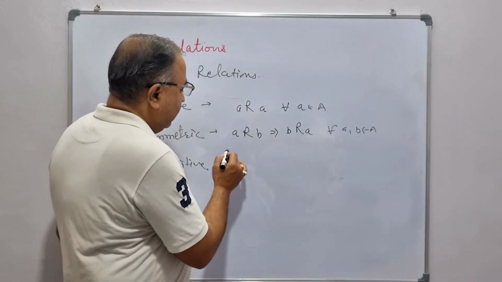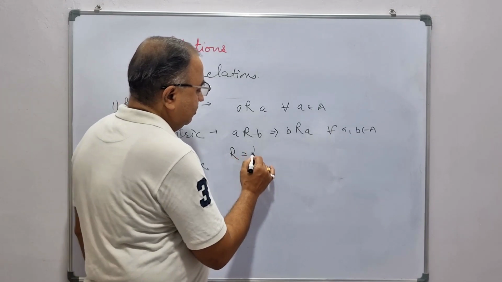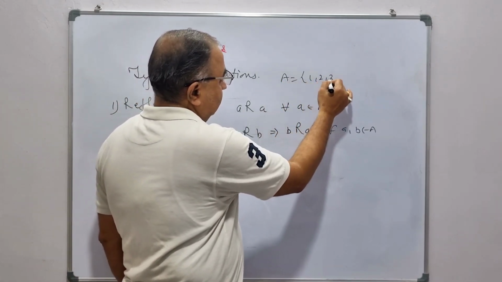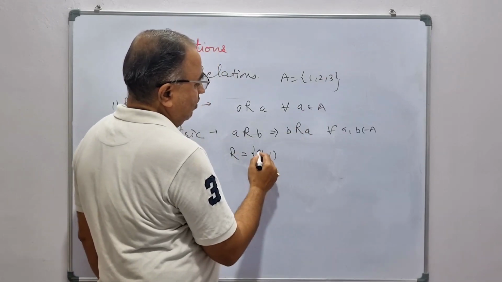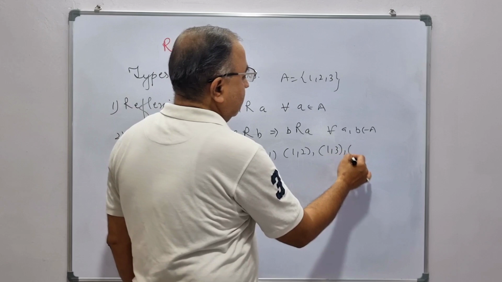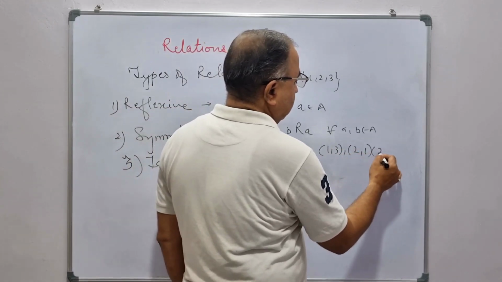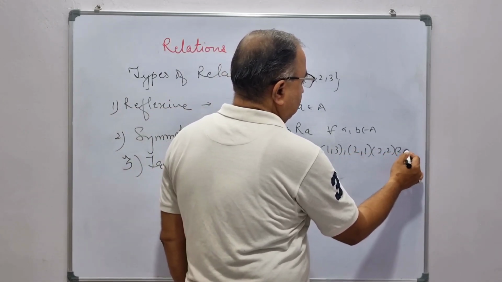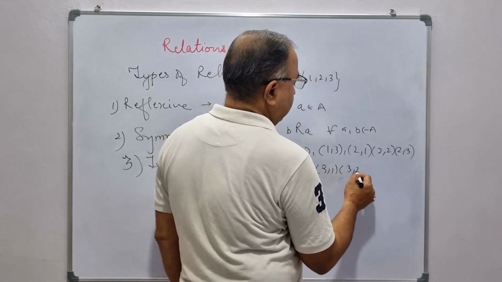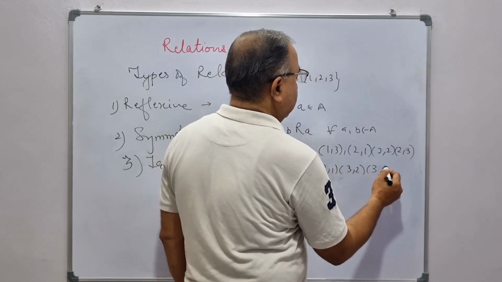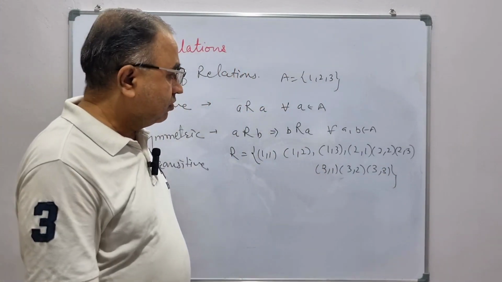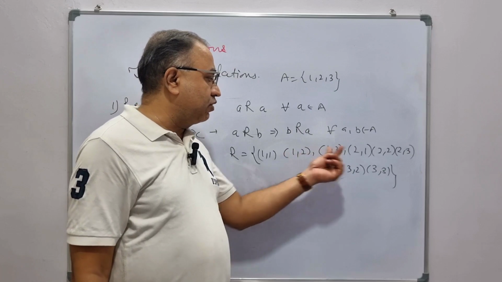Suppose set A has 3 elements, 1, 2, 3, and the relation is defined as (1,1), (1,2), (1,3), (2,1), (2,2), (2,3), (3,1), (3,2), (3,3). Is this relation symmetric? So suppose if (1,2) is there, (2,1) should be there.